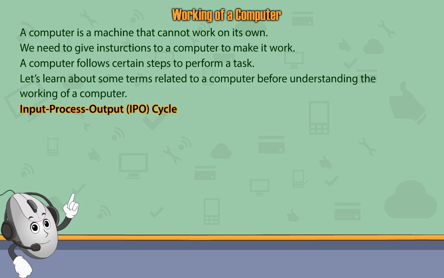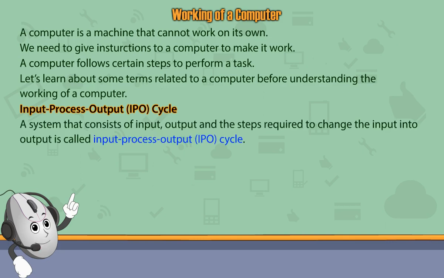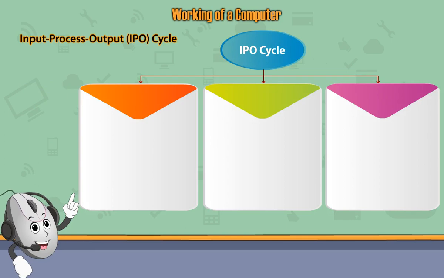Input, process, output, IPO cycle. A system that consists of input, output, and the steps required to change the input into output is called the input, process, output, IPO cycle. The IPO cycle has the following components: input I, process P, output O.